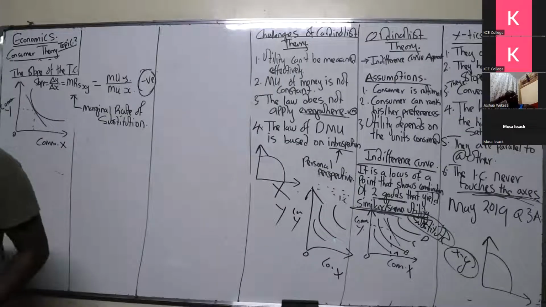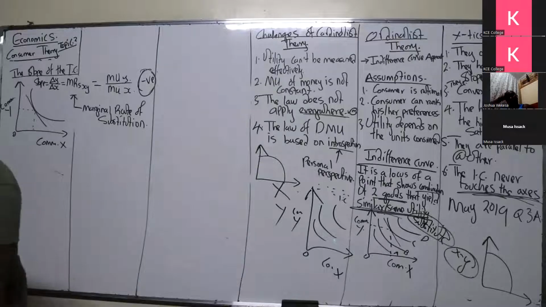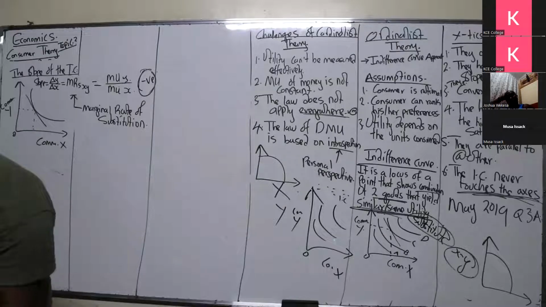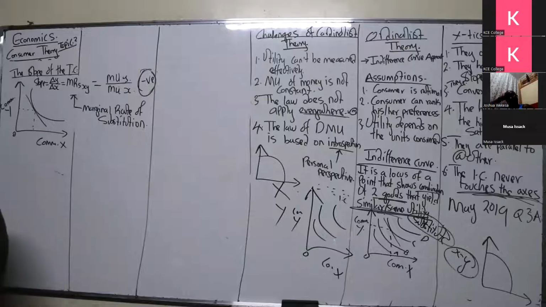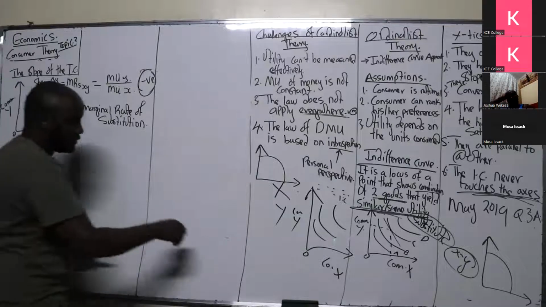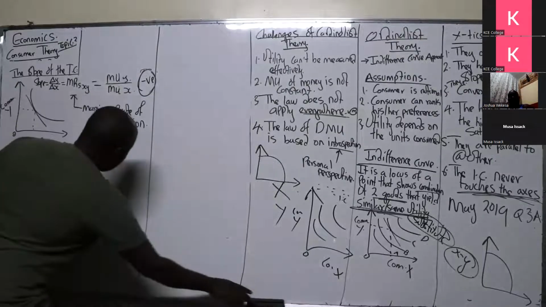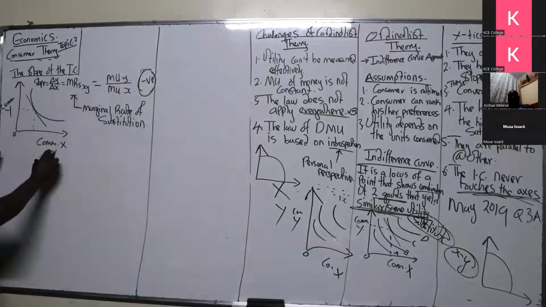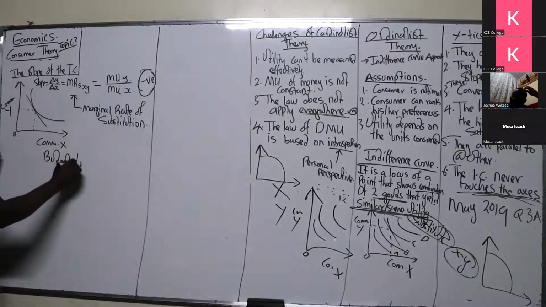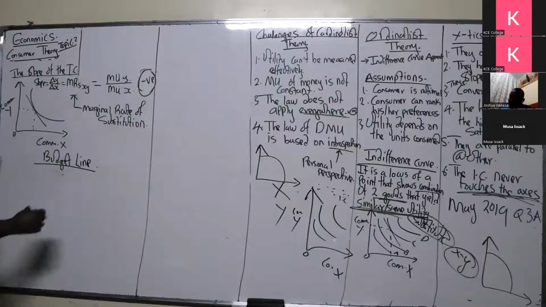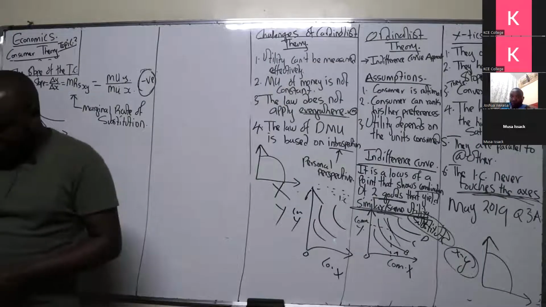So the next thing that we discuss in today's class is the issue to do with the budget line. Are we done with that? We discuss about the budget line.